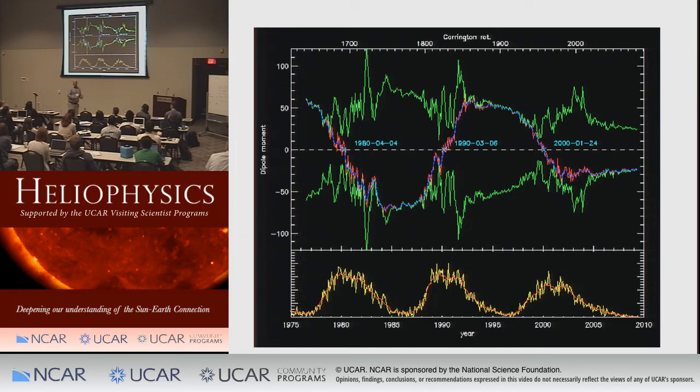That is the north-south component. That has a sign. And you can see that goes from positive. Then in 1980, it flips over to negative. Then in 1990, it flips back to positive. Then in 2000, it flips back to negative. Okay? The z component of the dipole moment.